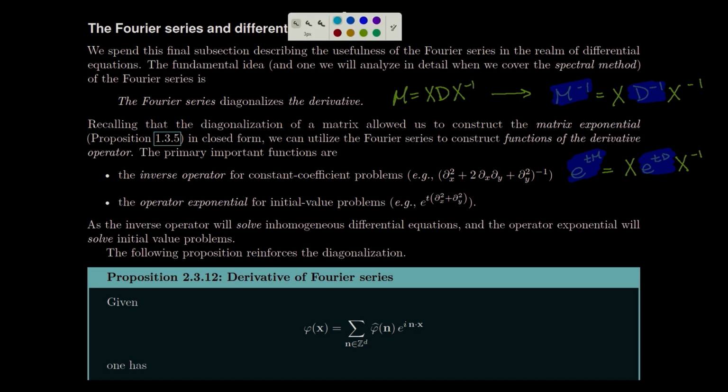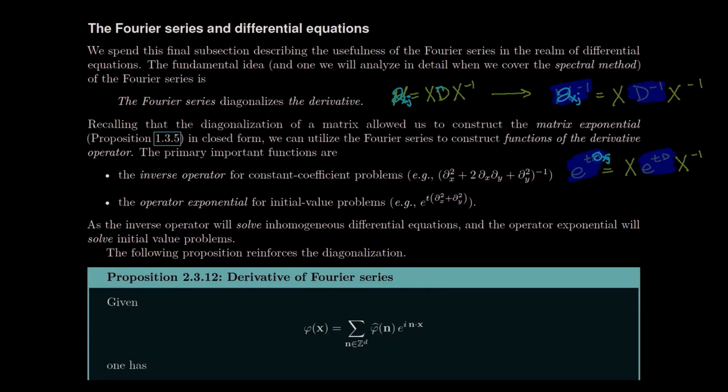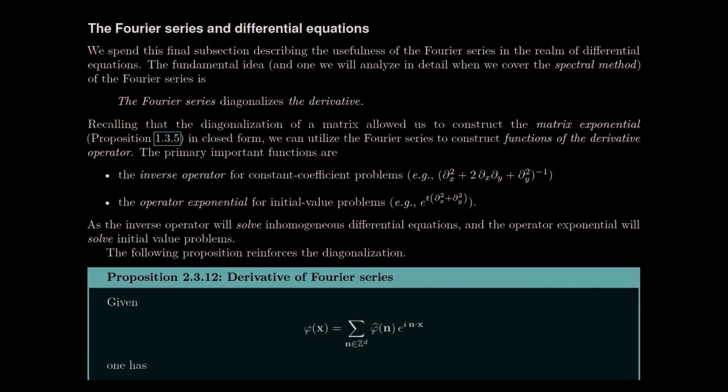Instead of M right here, this is actually partial, we'll call it partial xj. And then here you get partial xj, and then here you get partial xj. And so you can perform these actions of inverting. What's happening? I'm inverting a derivative. I'm taking the exponential of a derivative because the Fourier series has diagonalized it for me. So that's what the Fourier series is important for.